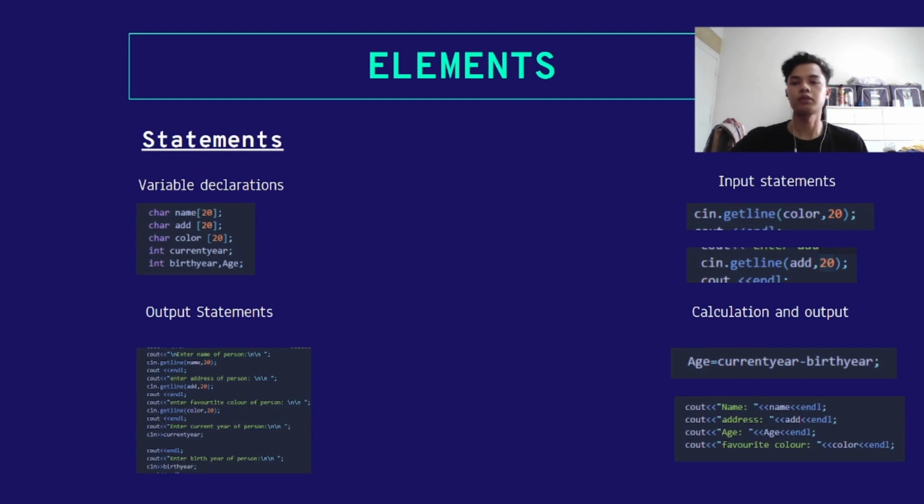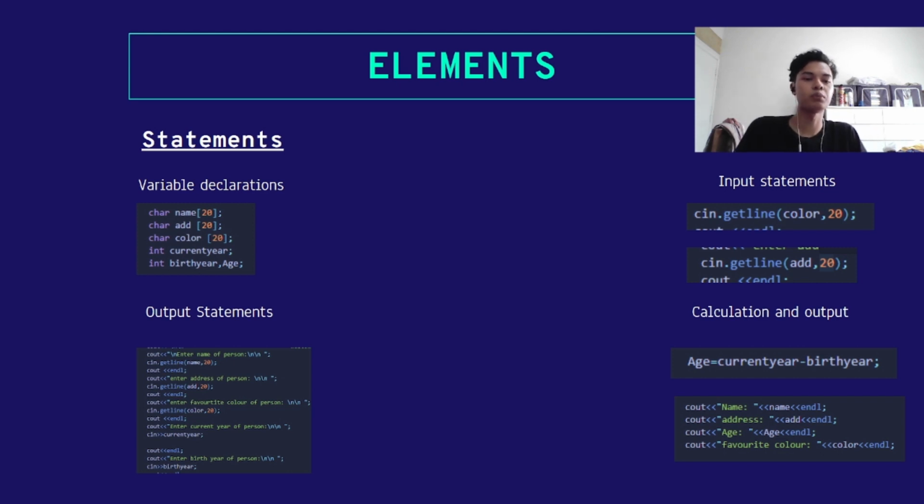And then we have statements. So statements in the question we could divide into 5. First up we have variable declarations, and then we have output statements. As you can see here, the output statements are enter name of person, enter address of person, enter favorite color of person, enter current year of person, and lastly enter birth year of person. As you can see there, in every output statement there is cout and less than, less than.